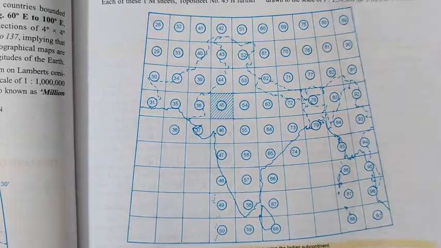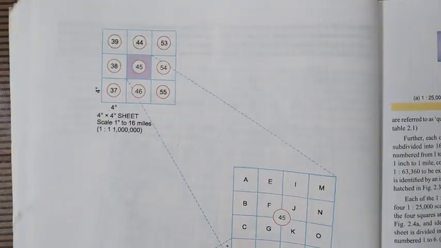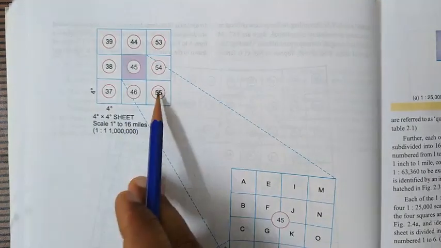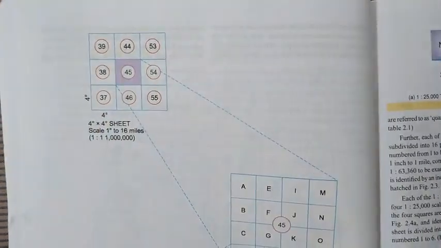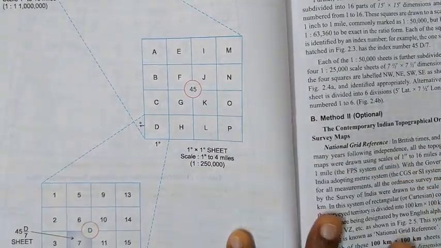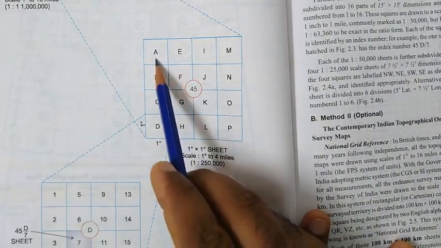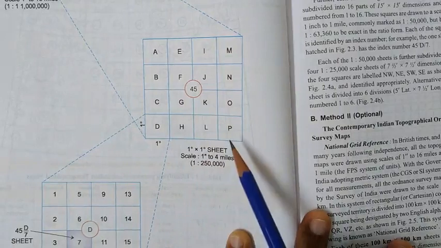Now this region 45 is taken again, and you can see these are different grids. Now this 45 is divided into 16 equal grids, and every grid is denoted by a different alphabet, A to P.